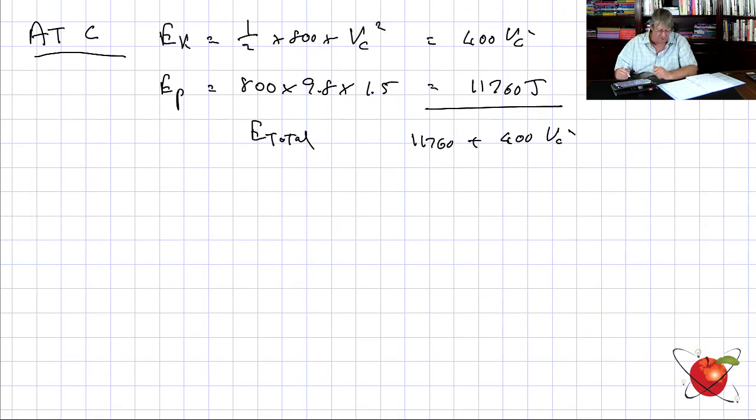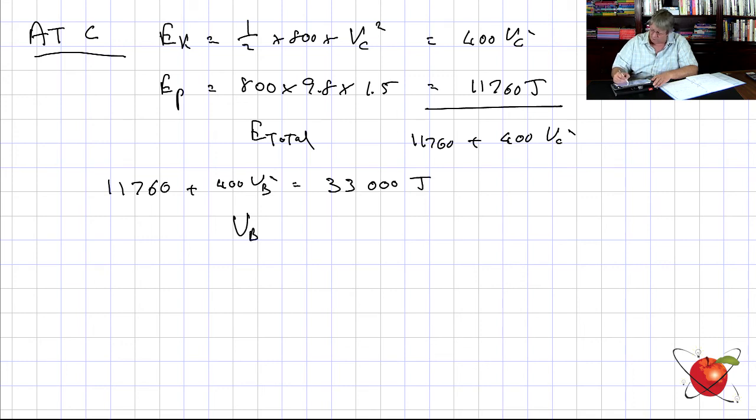Okay, I hope you're doing these with me. What is EK at C? It's a half times 800 times VC squared, isn't it? So that's going to be equal to 400 VC squared, right?